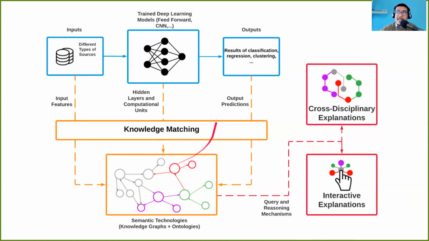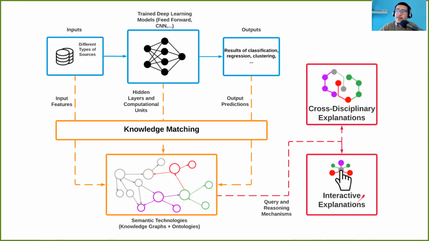The main idea is to perform a knowledge matching process in which the components of a traditional deep learning architecture, so the inputs, the hidden layers or computational units, and the results of these deep learning architectures are matched to a semantic technology in which all the nodes and edges are interpretable for the human being. And we are able to perform this matching process.